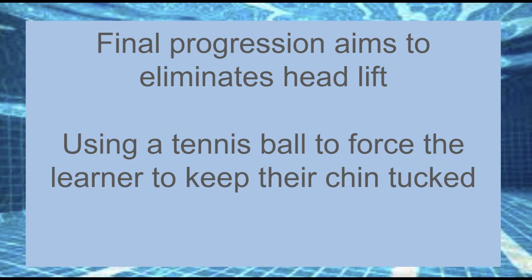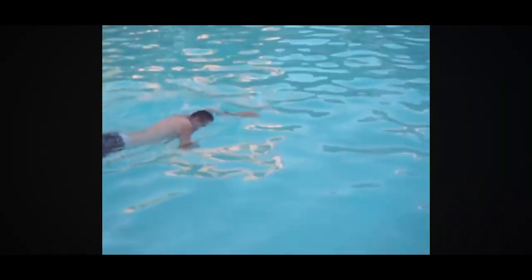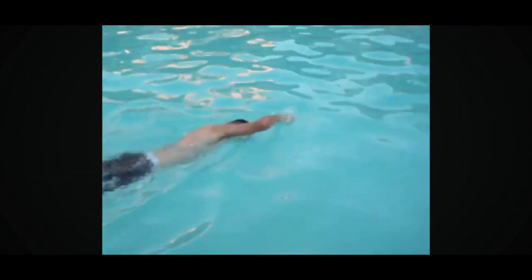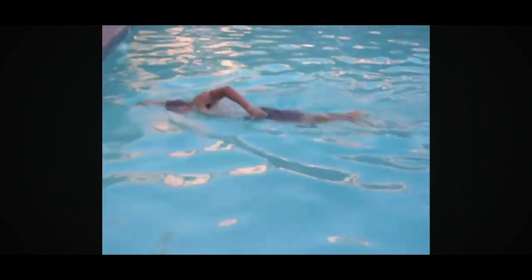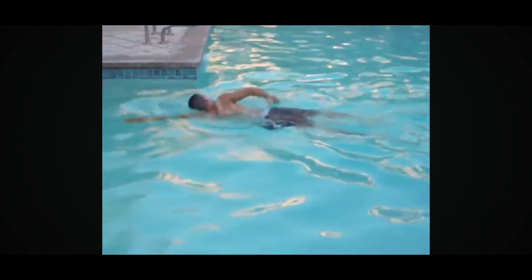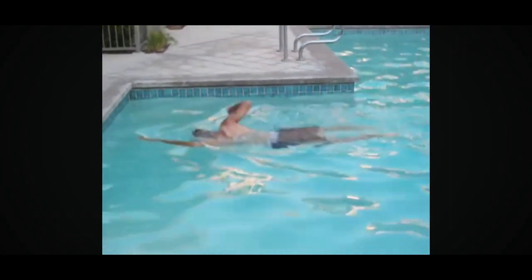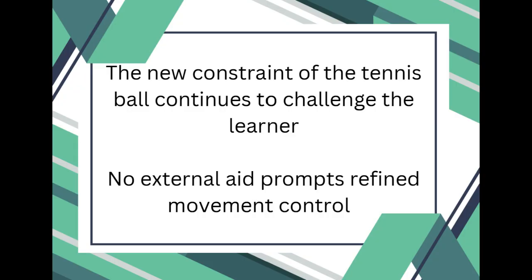To address the tendency of head lift, the final progression requires the learner to perform the freestyle stroke whilst holding a tennis ball tucked under their chin. This forces the learner to tuck their chin so as to not lose the ball, eliminating the bad habits to raise their head. Additionally, this activity helps to correct excessive head movements as the ball will come loose if the head is turned unnecessarily, which helps to provide immediate feedback. This activity continues to challenge the learner as they now must consider a new constraint. Not only does the swimmer not have external aids to rely on, they are forced to control the movement of their body more precisely.